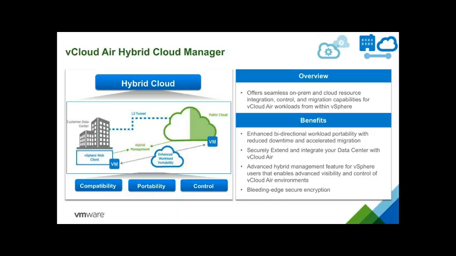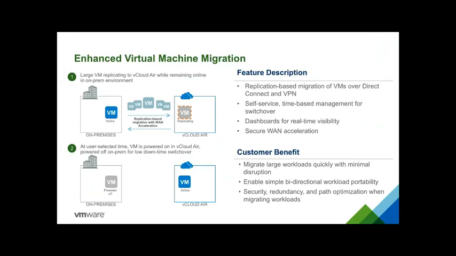The way we're going to do that is mainly through two features. One, which will allow you to migrate workloads on and off-premise, or from vCloud Air back to on-premise. And the other one is going to allow you to build stretch layer 2 networks between your on-prem environment and your vCloud Air environment. So first, we're going to have a look at the new way to migrate your virtual machine from your on-premise environment to vCloud Air.